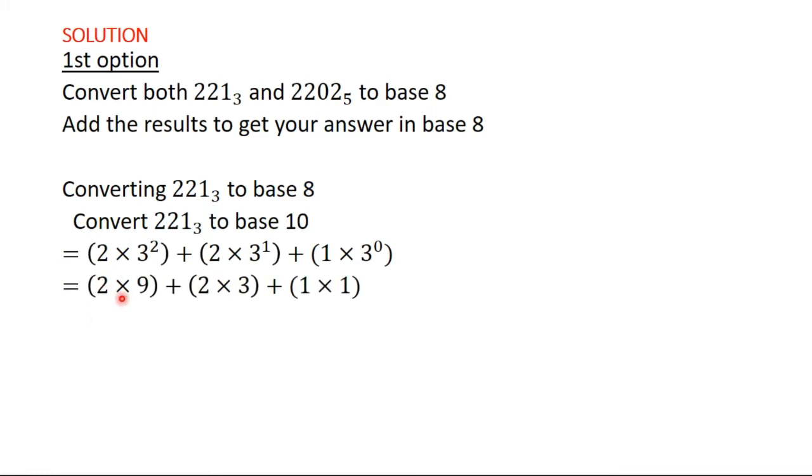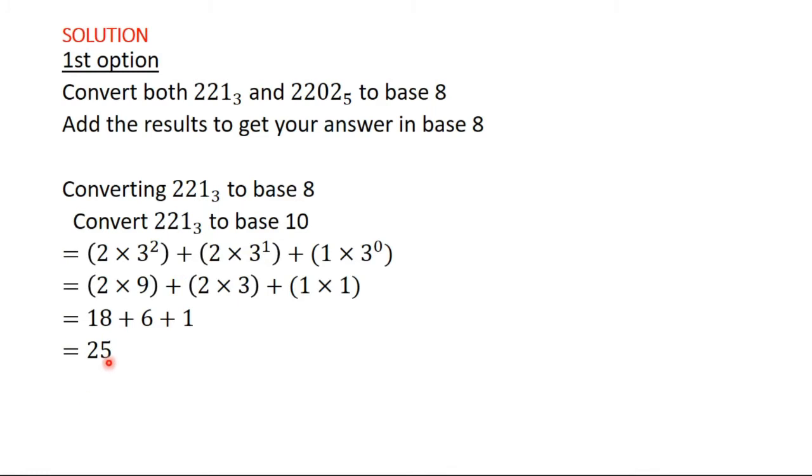So 2 times 3 squared is 9, 2 times 3 exponent 1 is 3, 1 times 3 exponent 0 is 1. So 2 times 9 will give us 18. 2 times 3 will give us 6. 1 times 1 will give us 1. So 18 plus 6 plus 1 will give us 25. So we have now converted 221 base 3 to base 10.